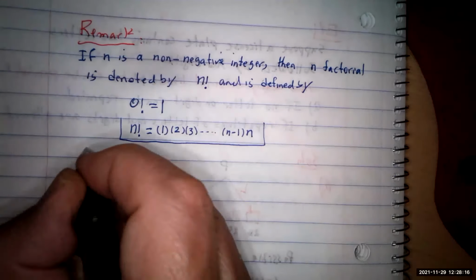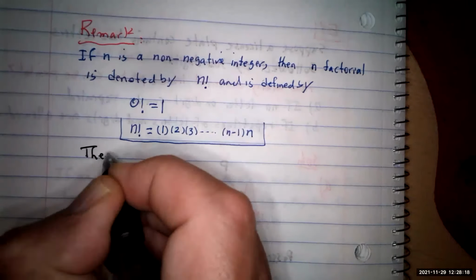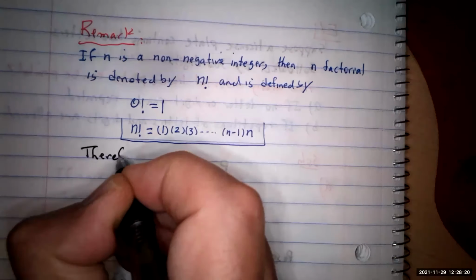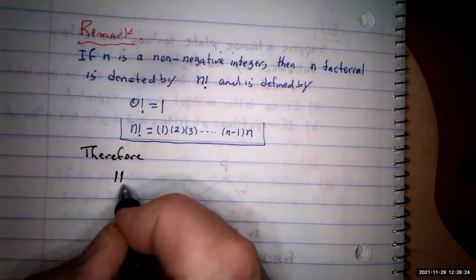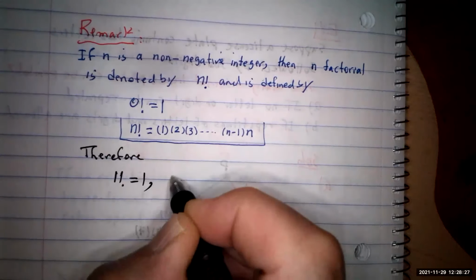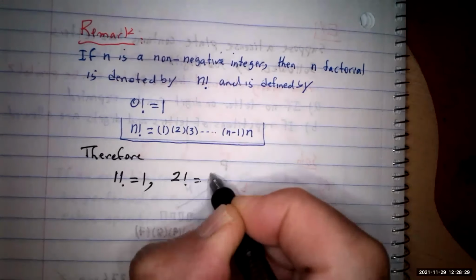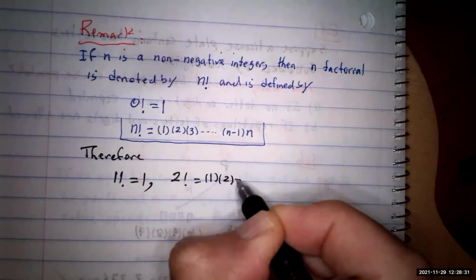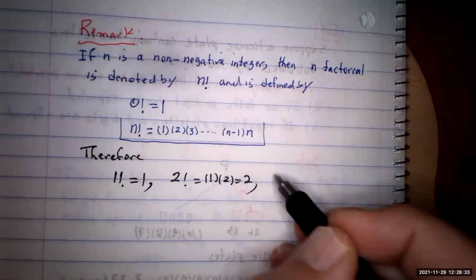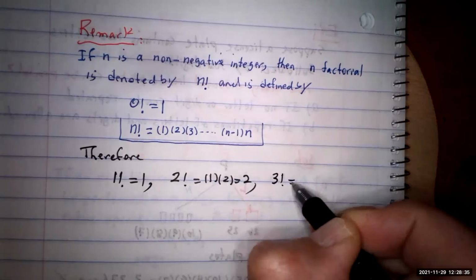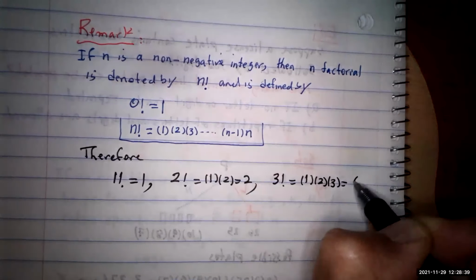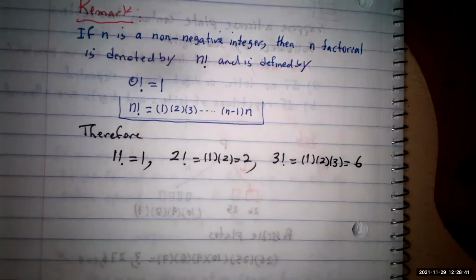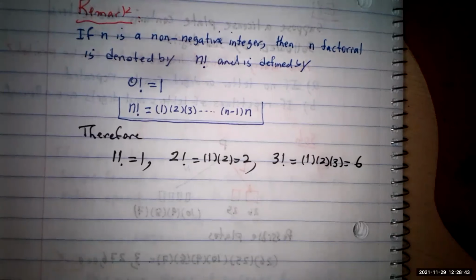Some small quantities that we use are: 1 factorial is 1, 2 factorial is 1 times 2, which is 2, and 3 factorial is 1 times 2 times 3, which is 6. You know that 4 factorial is 24, and 5 factorial is 120.